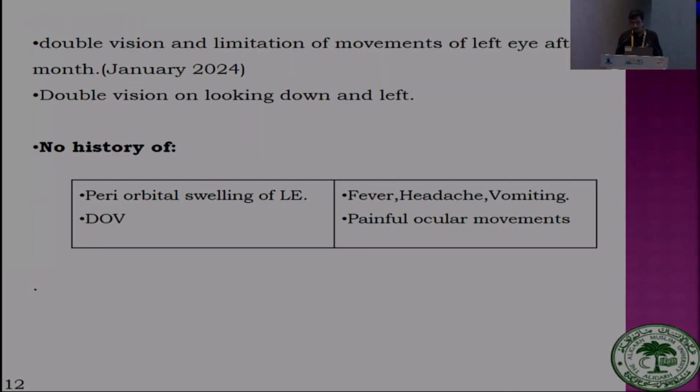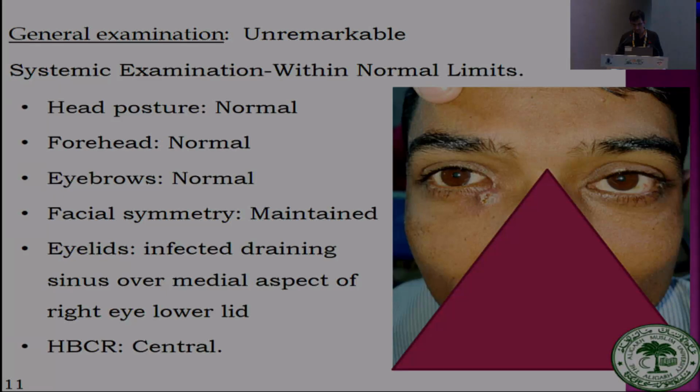He came with a complaint of double vision and limitation of movements 1 month later, in January 2024, which was more on looking down and left. There is no history of periorbital swelling in the left eye, diminution of vision, fever, headache, vomiting or painful ocular movements. General and systemic examinations were unremarkable with normal head posture, and facial symmetry was maintained. We could appreciate an infected draining sinus over the medial aspect of the right eye lower lid, and HBCR was central.